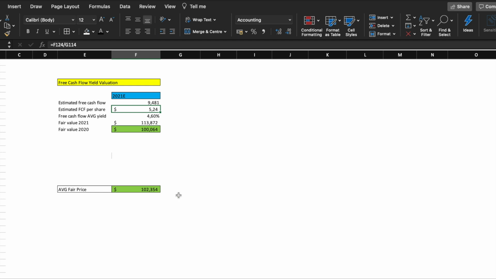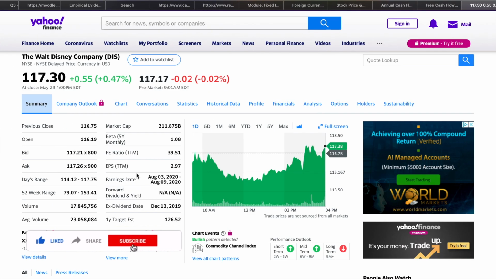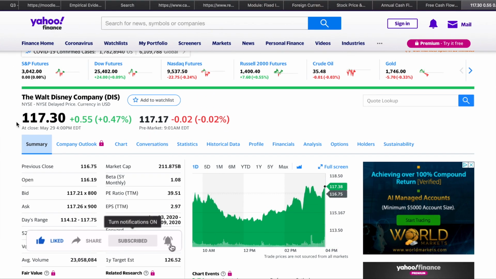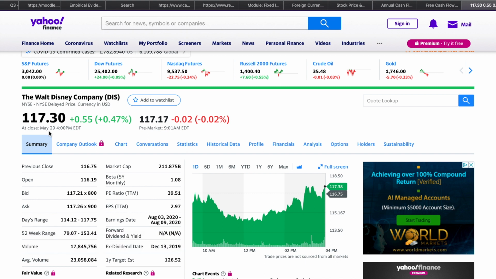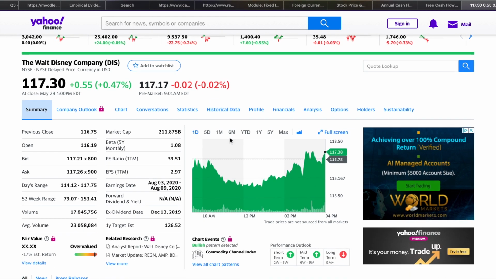Okay? So we take an average of all those estimates, fair values, and what we get is that today the fair value of Disney is $102.35 per share. Okay, so when we go back to see Disney, we realize that Disney is now trading at $170.30 per share. What does this mean? It means that if you buy Disney today, you are not buying Disney undervalued. You are not getting a bargain in Disney. Today, Disney is a little bit overvalued.